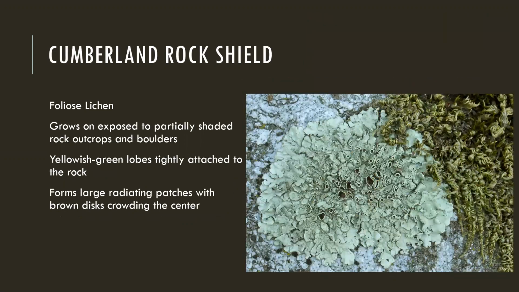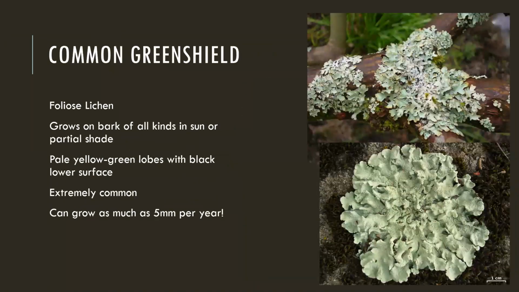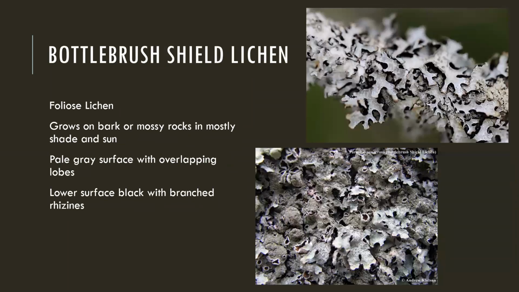Then the Cumberland Rock Shield also, in the middle, they're going to create these brown discs, and those discs are where the spores get released. And again, the spores are the way they reproduce. They produce spores, which will then get sent out into the world, and then they'll create offspring out of that.